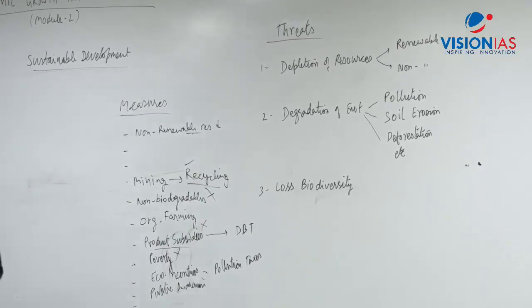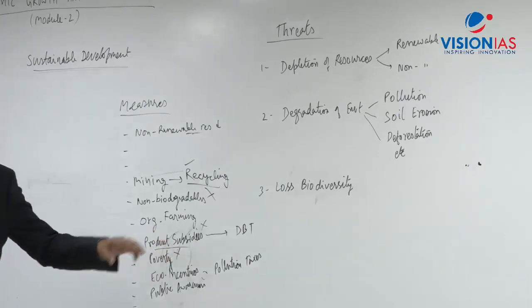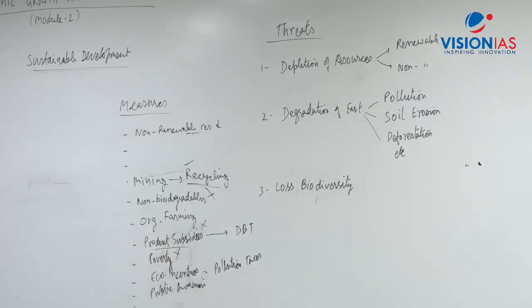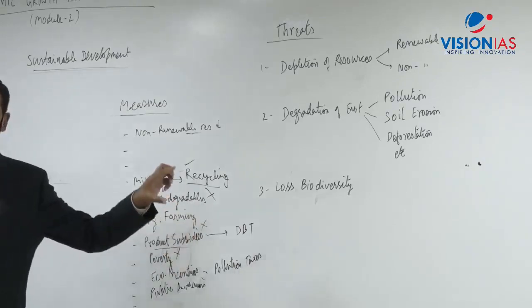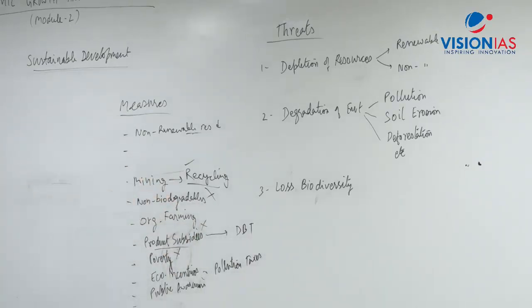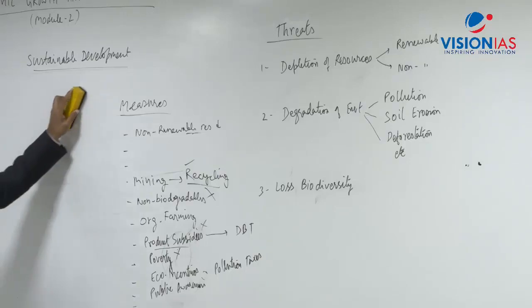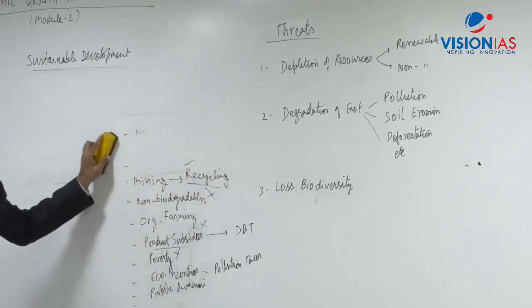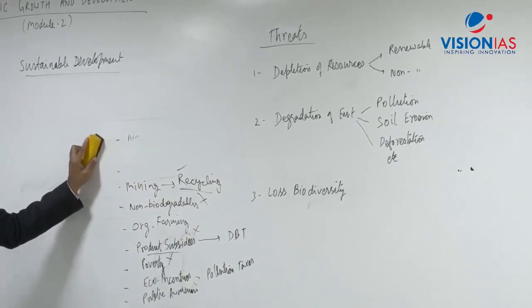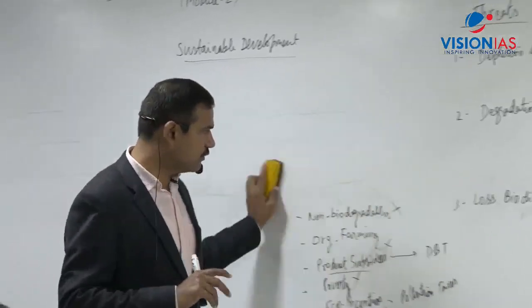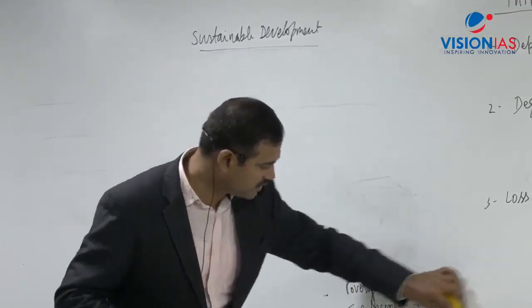Polluter pays principle means that pollution taxes or carbon taxes should be there to discourage use. So these are general measures. You will discuss in detail in the environmental section. This is just a brief idea I gave you. So here I focus more on the economic aspect.